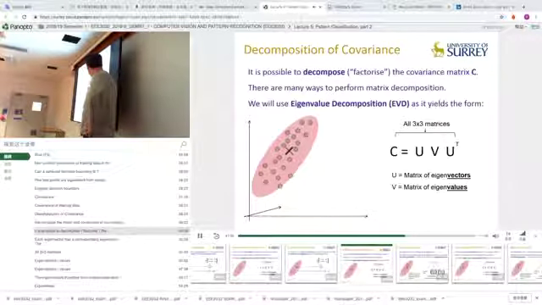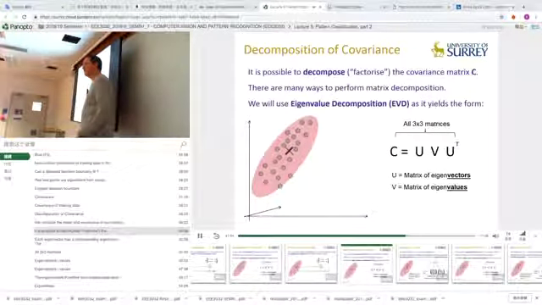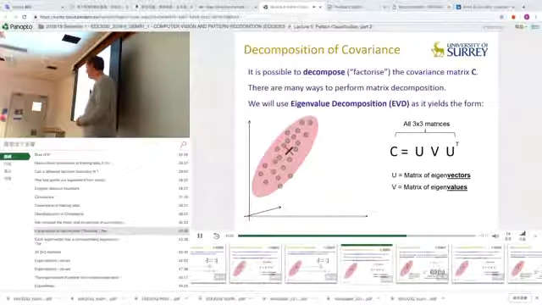Now in this example, remember, it's not two-dimensional like I showed you here, it's three-dimensional. Remember this is our pixel value space, RGB space. So this C is 3 by 3, we're working in three-dimensional space, and it turns out that this decomposition will give us a U and a V that are also 3 by 3 matrices.